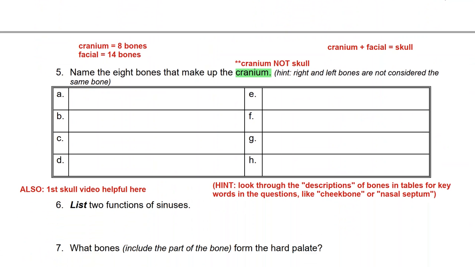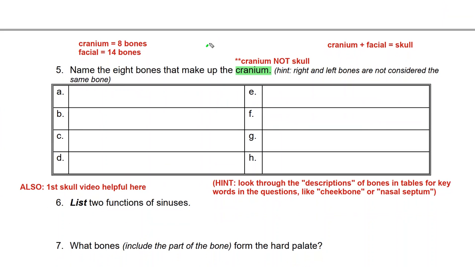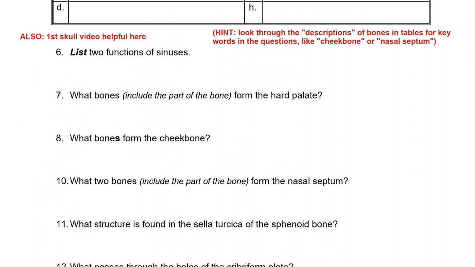And now you're going to move on to talk about the cranium. I've highlighted cranium here because now we're not talking about the skull, we're talking about the cranium. And that means the case that contains your brain. And so cranium plus your facial bones makes your skull. And there's how many bones are in each. So we're just looking for the cranial bones here. Watch the skull videos, they're incredibly helpful. Then all of these questions about functions of sinuses, hard palate, these are straight out of your book.